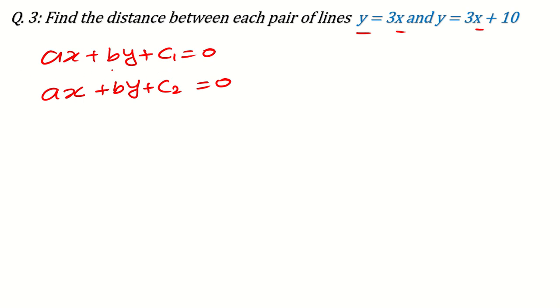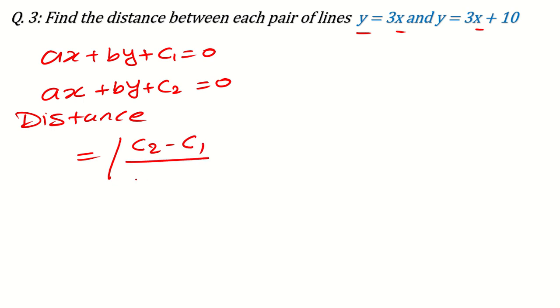Now, why have I taken them equal? Because the lines are parallel lines, okay? So you see, if the coefficients of x and y in both the equations are the same, it means both the lines are parallel lines, okay? Now, what will be the distance between them? Distance is equal to the absolute value of C2 minus C1 divided by the square root of A square plus B square, okay?